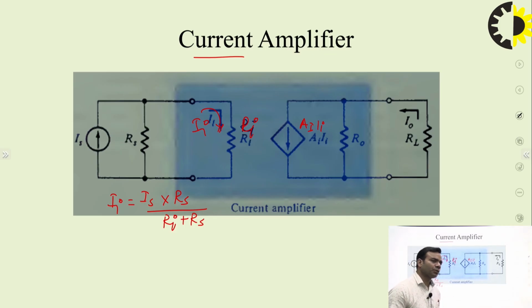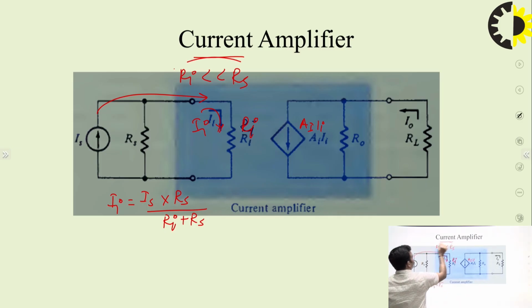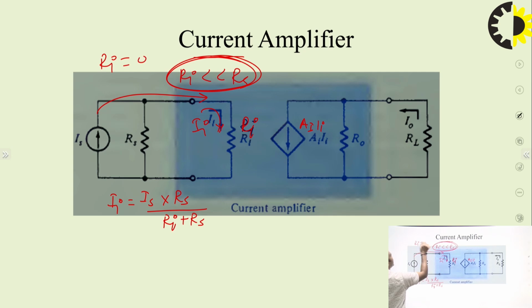Actually current always follows the low resistance path, and in this case if Ri will be very small, Ri will be much less than Rs, then maximum current will flow here and we can get the maximum value of Ii, which is going to flow towards the load. So practically we can say that Ri should be much less than Rs, or ideally Ri should be 0.